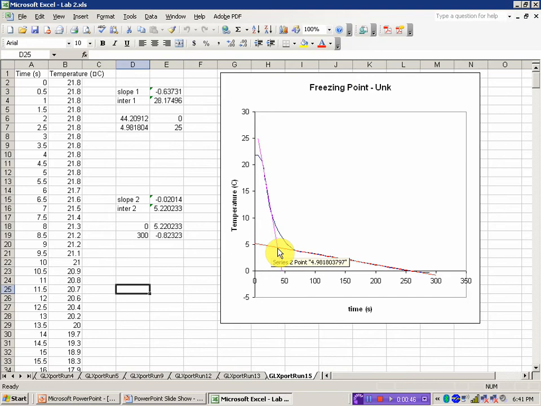To calculate the intersection of those two lines, we're going to do something called solving simultaneous equations. In other words, there's an equation for this line, y equals mx plus b, and for this line, y equals mx plus b. And both of those have to be true at the point where they intersect, and that's what we're interested in finding.